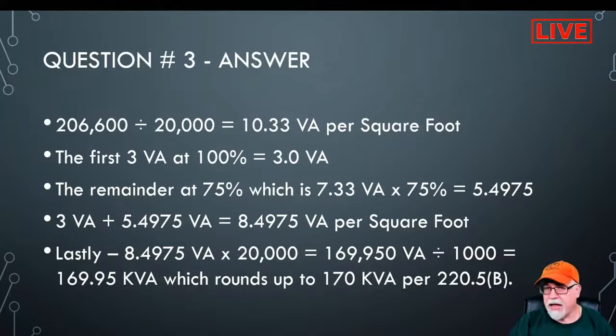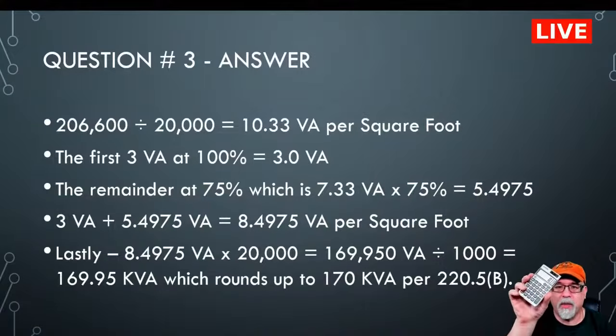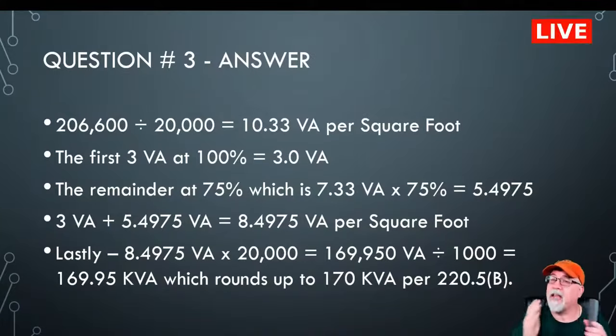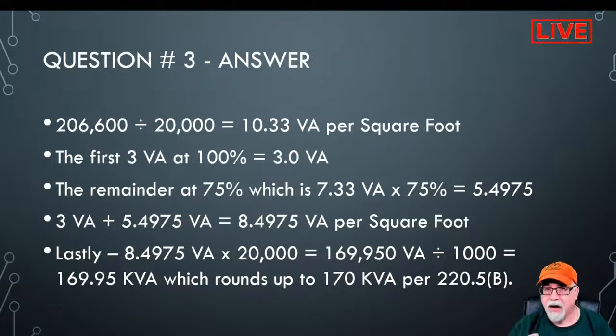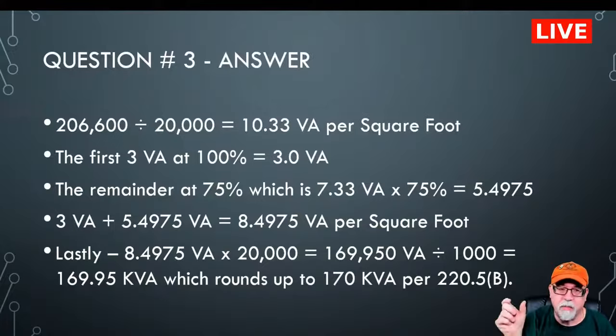So we're always going to check our math. We always do that. So 206,600 divided into 20,000 equals 10.33 VA per square foot. So now we have our VA per square foot. Now we get to use the values in the table. The first 3 VA at 100%. So we might as well take that 3 VA off the top, just get rid of it right away and put it aside because that's 100%.